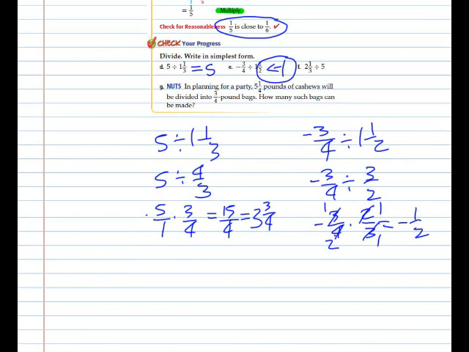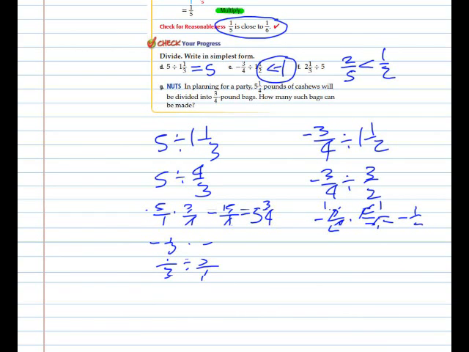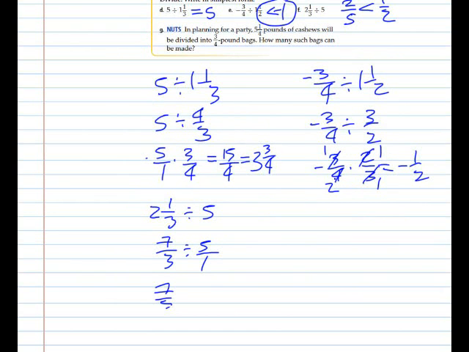2 1/3 divided by 5, 2/5 perhaps is an estimate, which means my estimate's probably going to be a little less than half. So 2 1/3 divided by 5 becomes 7 over 3 divided by 5 over 1, which becomes 7 over 3 times 1/5, which gives me 7/15, which is a little less than half.